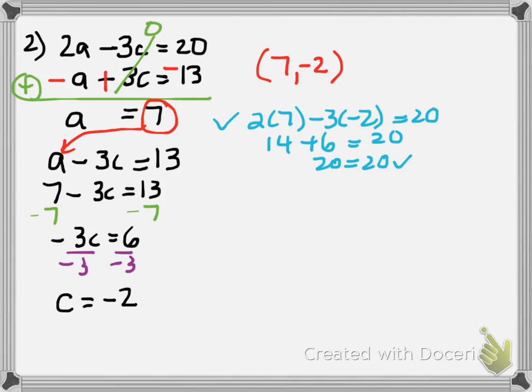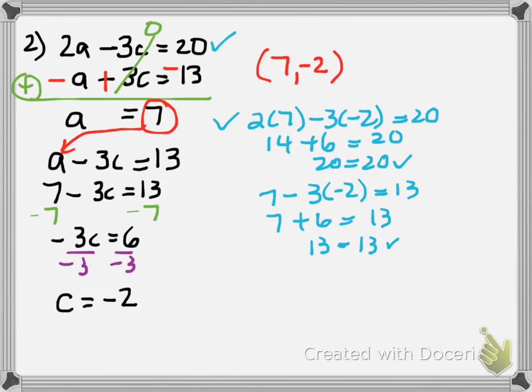So since it satisfies the top equation, that's great. Let's try the second equation. A, which is 7, minus 3 times c, which is negative 2, does that equal 13? So I get 7, two negatives make a positive, 3 times 2 is 6, and 7 plus 6 is 13. So I get 13 equals 13, which is true. So now it satisfied the second equation. So that verifies that 7, negative 2 is the solution. All right, that's it. Good luck on your homework.